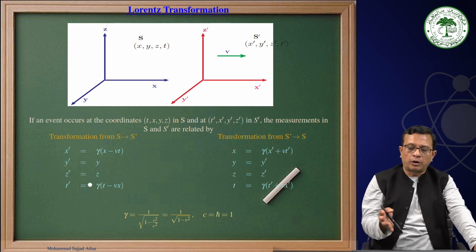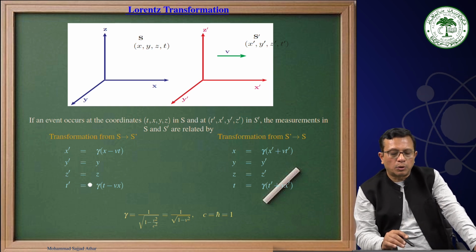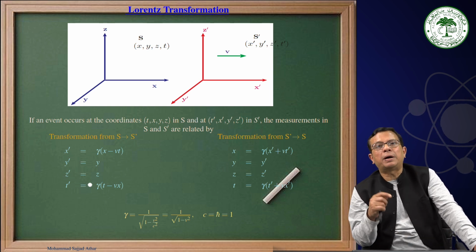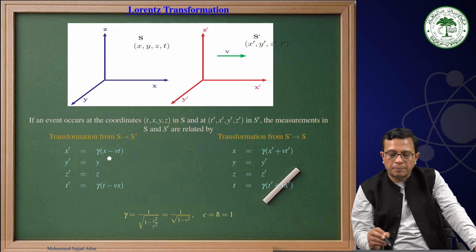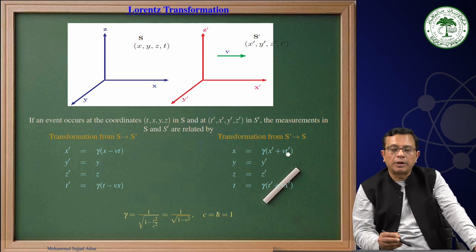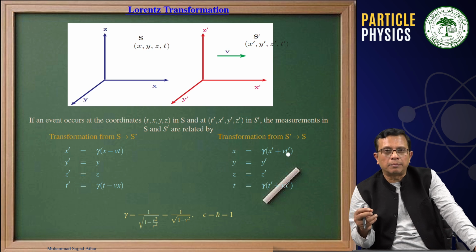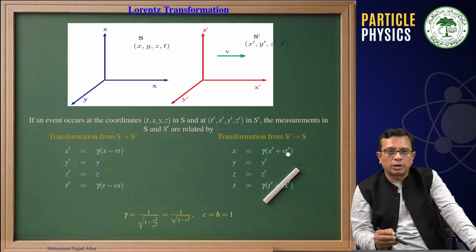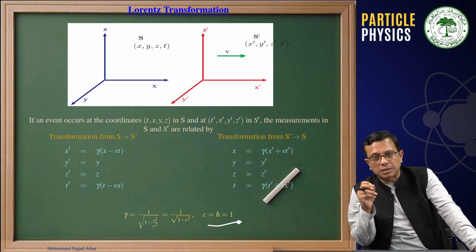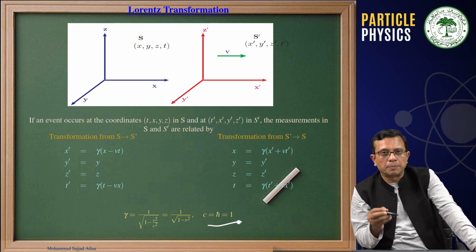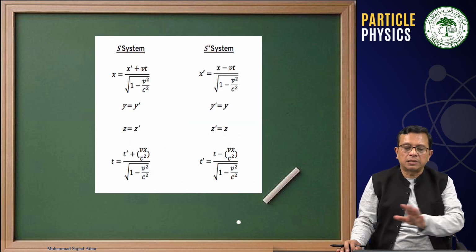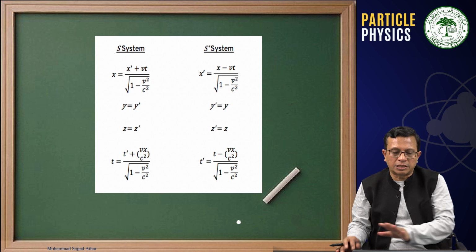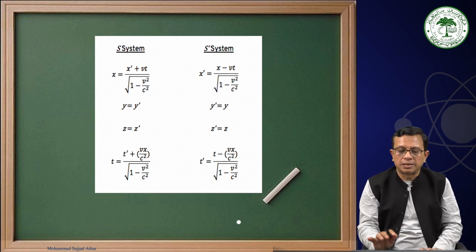Or if we want to go from S prime to S, what we have to do is change v to minus v, and therefore x will be equal to gamma (x prime plus vt prime) and so on. And what is this gamma? This is known by the name Lorentz factor. It is 1 over the square root of 1 minus v squared by c squared, or in natural units, when we consider c equal to 1, simply 1 over the square root of 1 minus v squared. Therefore, in the systems S and S prime, we have these relationships.